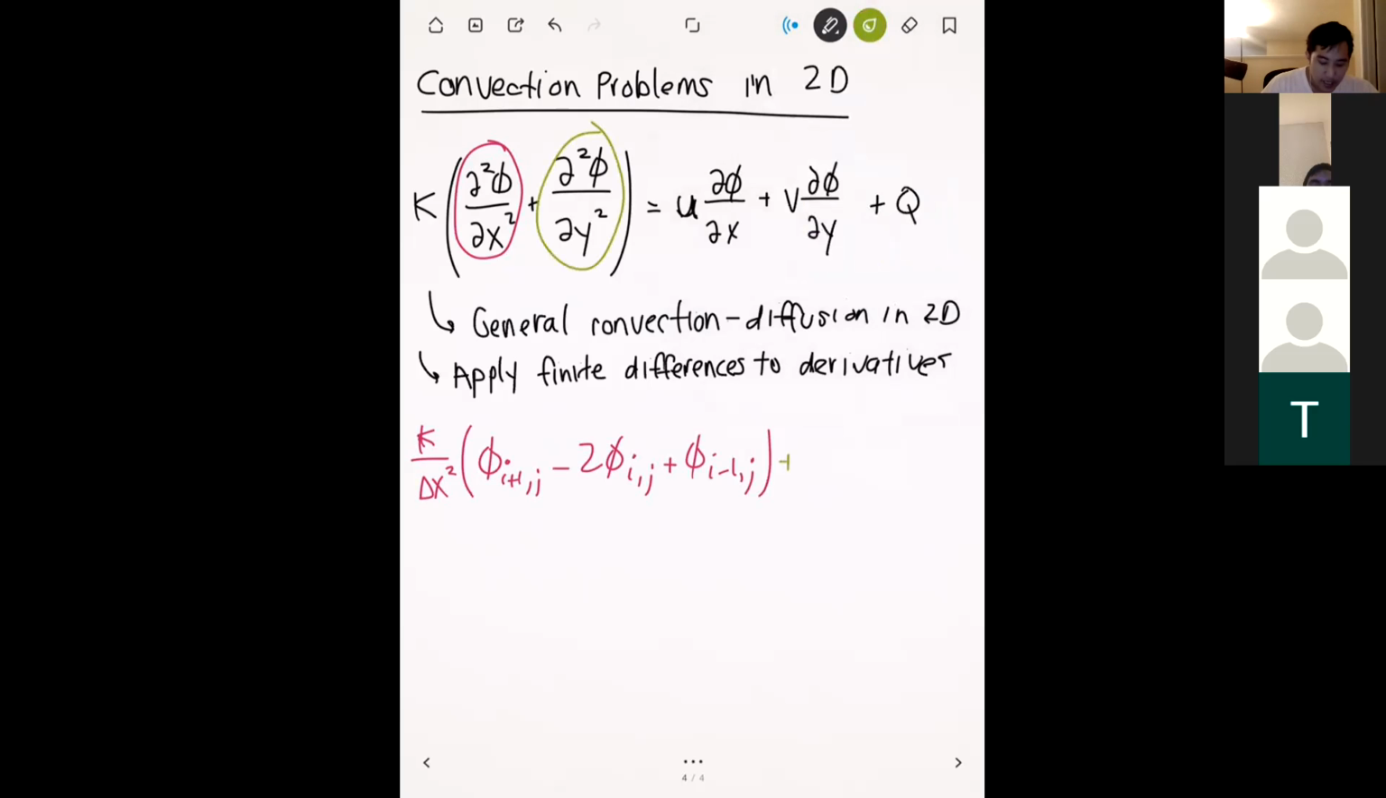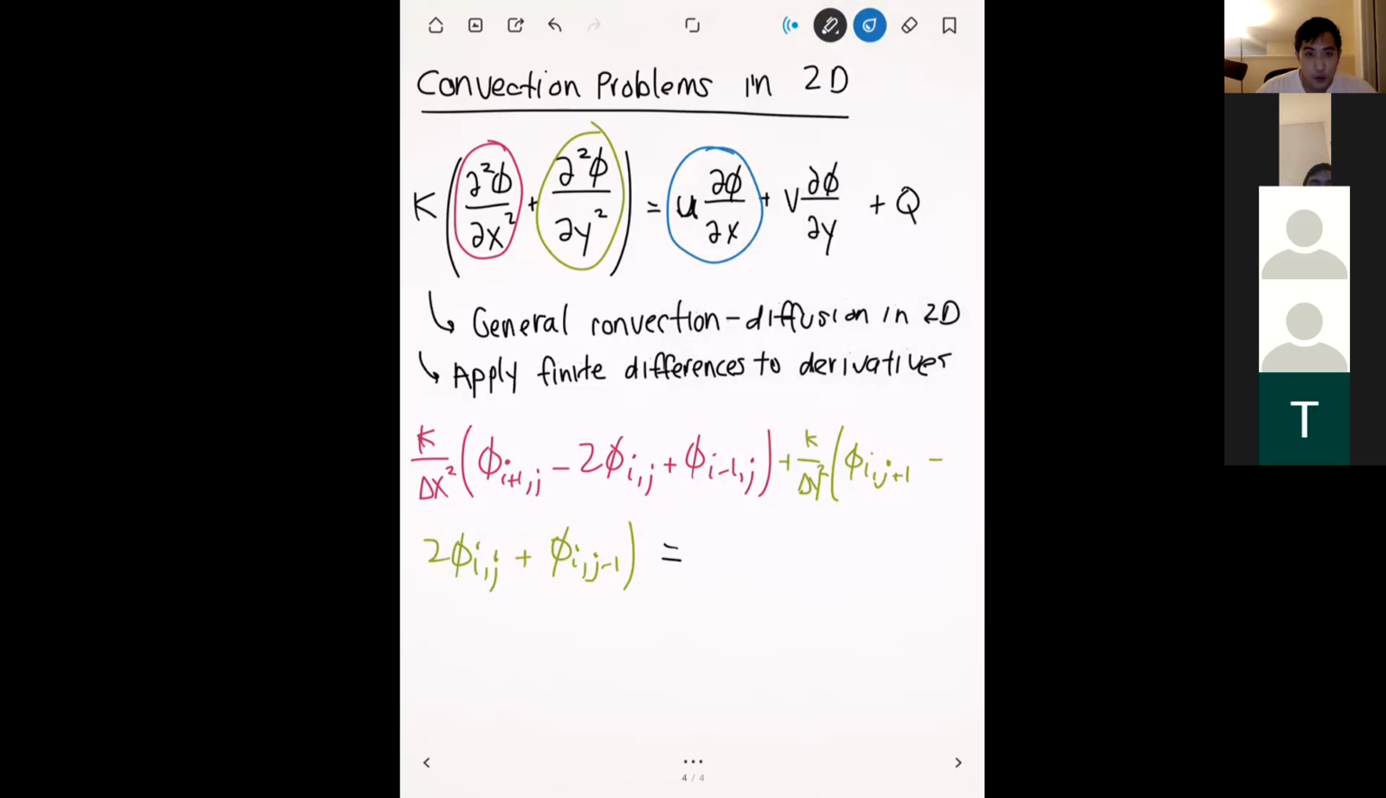Next, we have the y derivative for our diffusion term. So this is going to be k over delta y squared times phi i comma j plus 1 minus 2 phi i comma j plus phi i comma j minus 1, equals. And so that's our diffusion derivative in the y direction. Next, we have our convection derivative in the x direction.